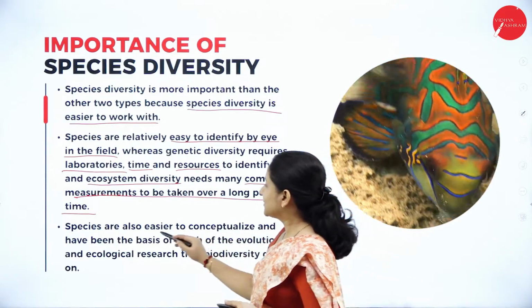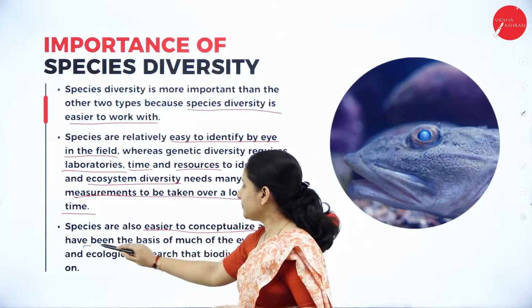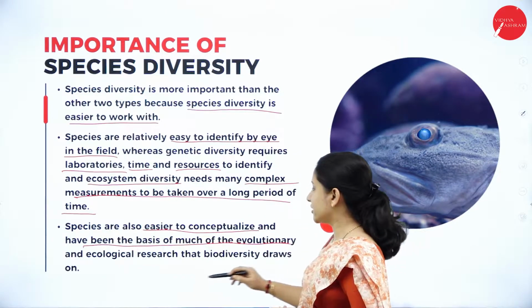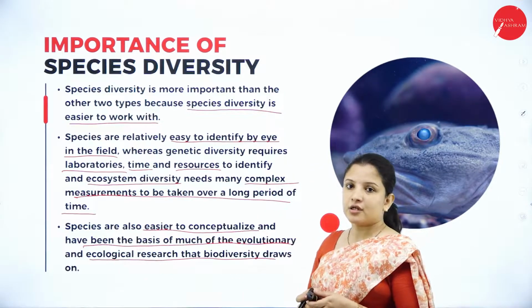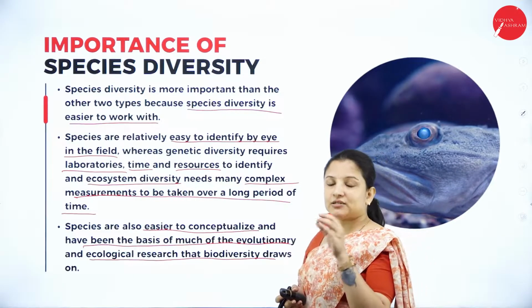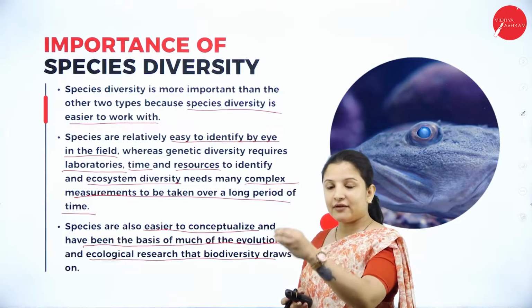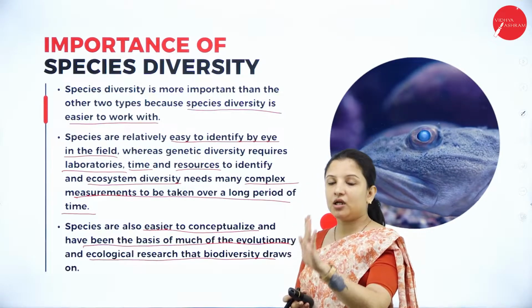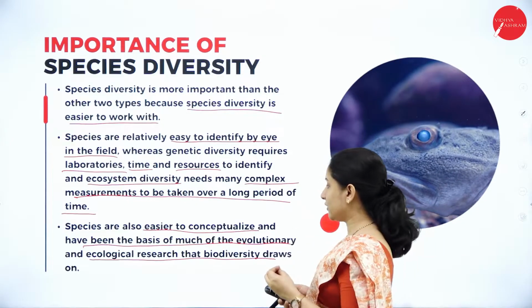And species are easier to conceptualize, and they have been the basis of much of the evolutionary and ecological research that biodiversity draws on. So it is easy to conceptualize, because once you look at a species, it gets registered in your mind. Therefore, it is easy for you to say which particular species that plant or that animal belongs to. It is easy, right? So that is one of the reasons.